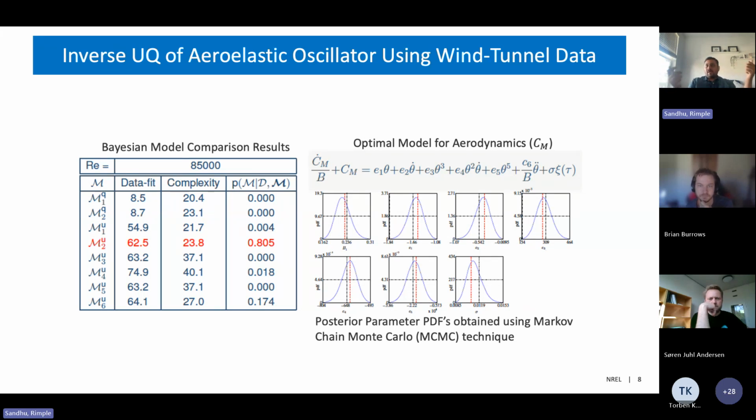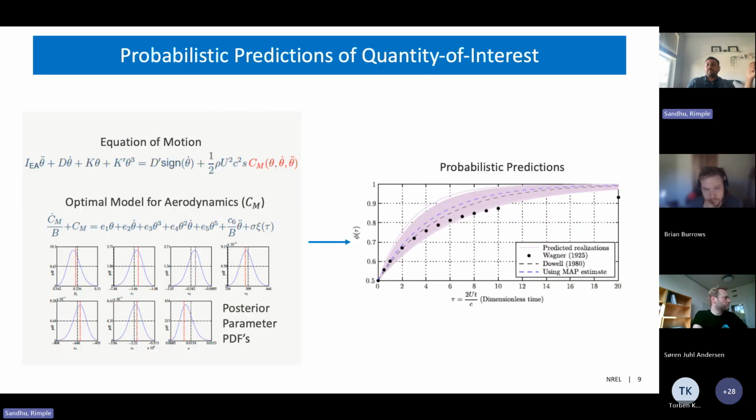I'm going to select this model out of these bunch of models that I proposed, and I'm going to estimate the parameters. On the right, you see the probability distributions that came out from the Markov chain Monte Carlo simulations of the posterior PDF. So I have the distributions of the optimal model. And now, given these distributions, I can then go and use it to make predictions.